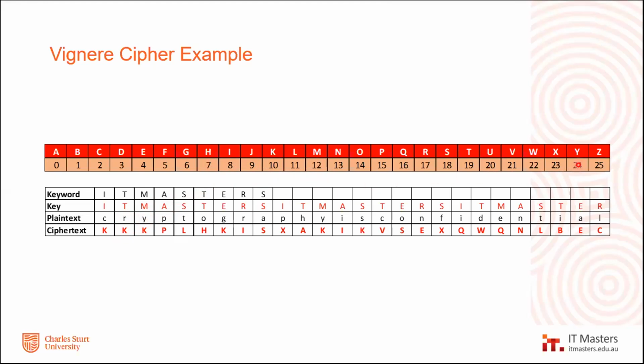So we go to Y, and we go 1, 2, 3, 4, 5, 6, 7, 8, 9, 10, 11, 12, and we're back at K again. So that's why the first 3 letters of our ciphertext are all K. That then becomes really confusing, because from a cryptanalysis point of view, there's a couple of different ways to look at it.